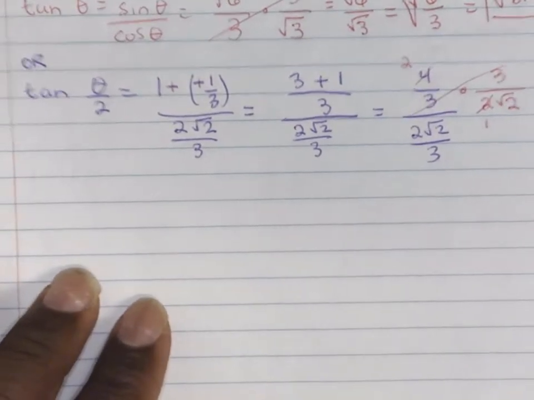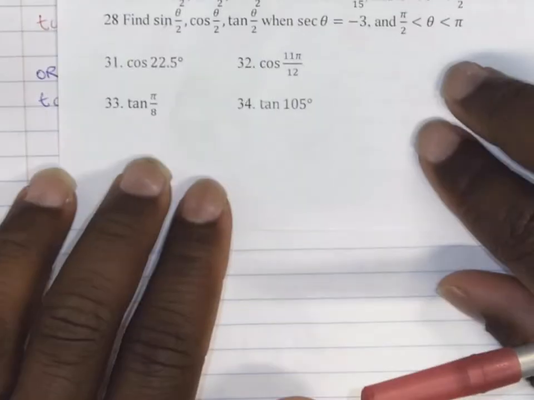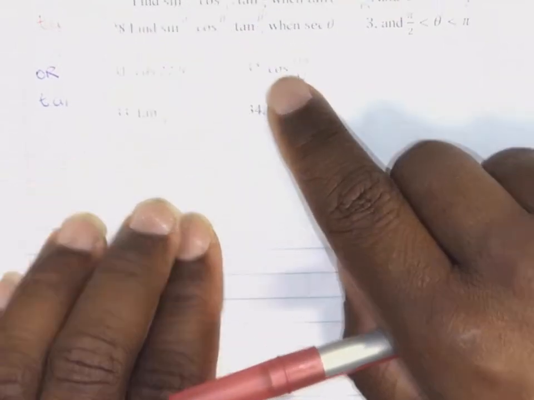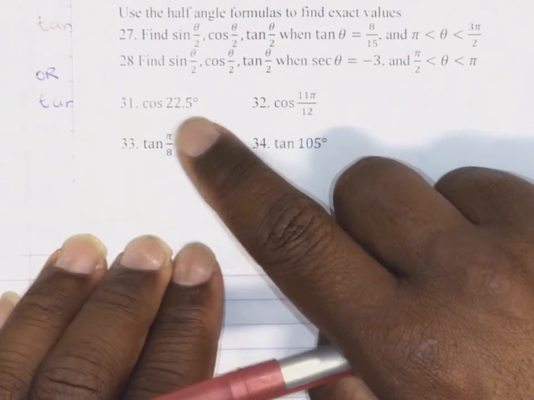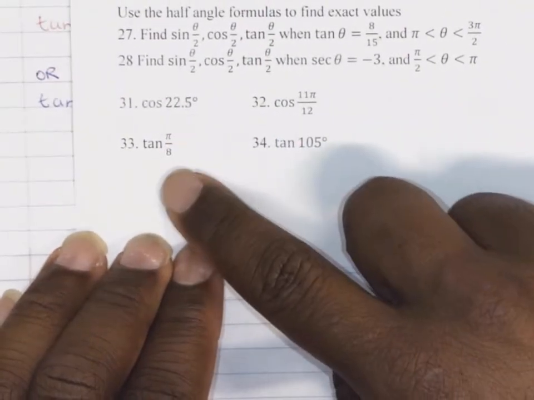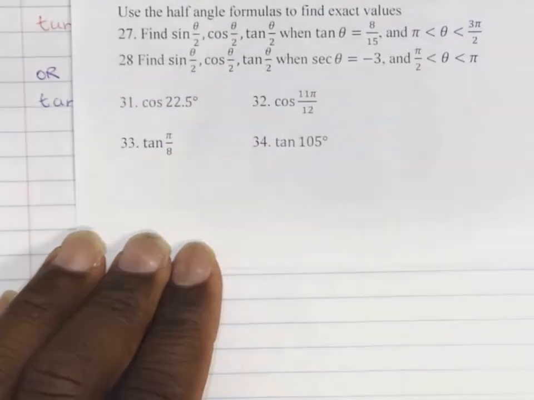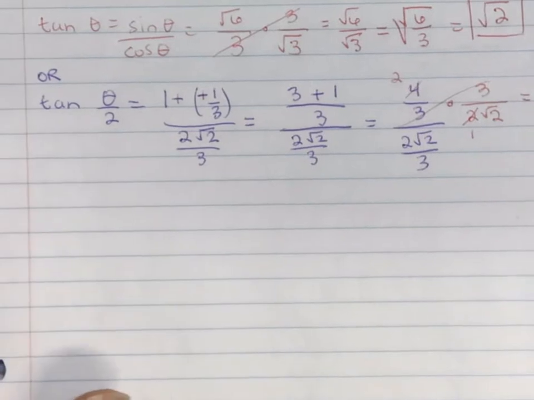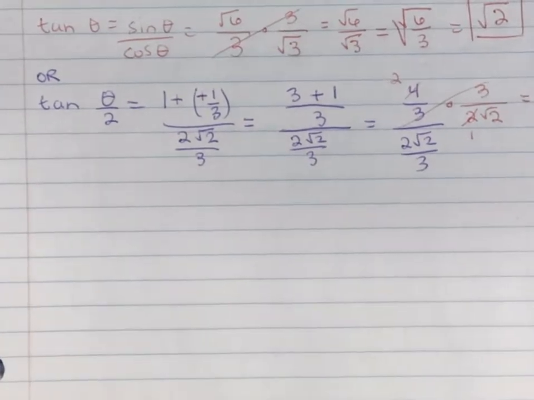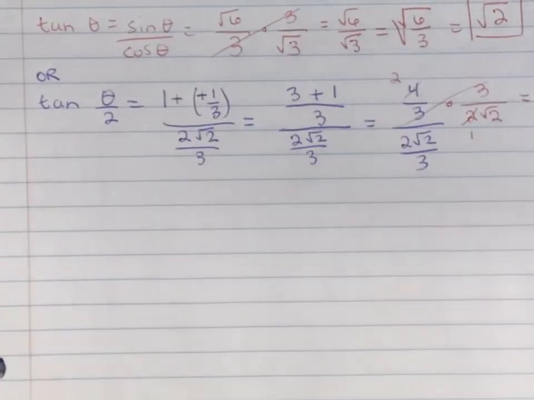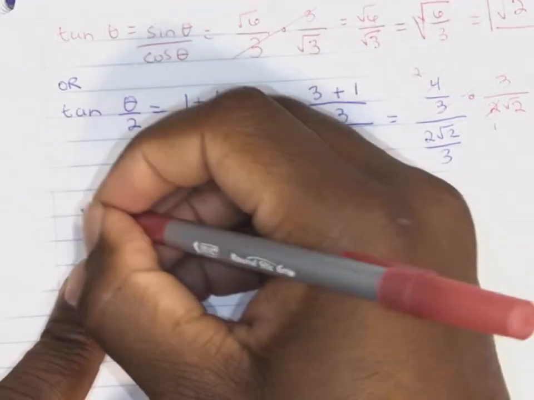Let's finish the study guide with these last 4 problems. So we just start off with an angle that we don't know the value of. My first step will be to double it, and then I'll use these formulas we were just using. So let's find cosine of 22.5 degrees. And this is number 31.